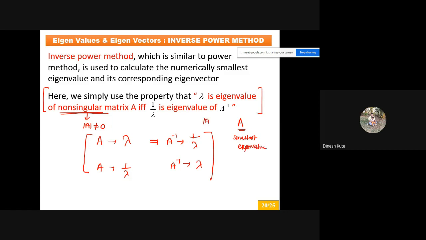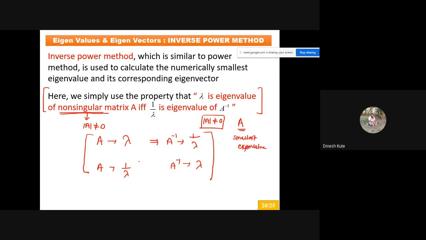If I ask you this question, A is the given matrix and calculate the smallest eigenvalue, provided determinant of A is not equal to 0. Okay, with this condition. I will tell you the importance of this condition. I will repeat one more time. I have one result. I will give you the proof also. If A matrix has eigenvalue lambda, then A inverse has eigenvalue 1 upon lambda. I can write it in a reverse way also: if A inverse has eigenvalue lambda, then A matrix has eigenvalue 1 by lambda. So this is one result with us.